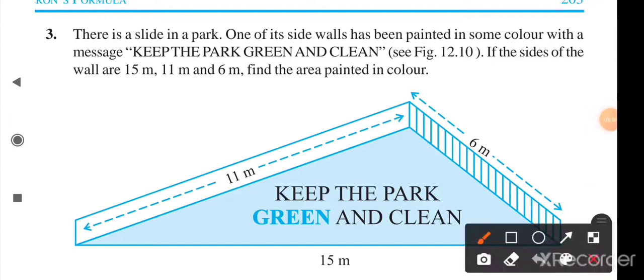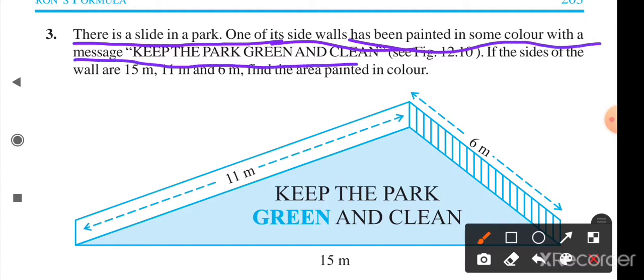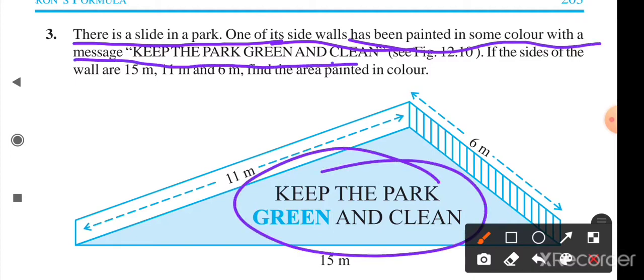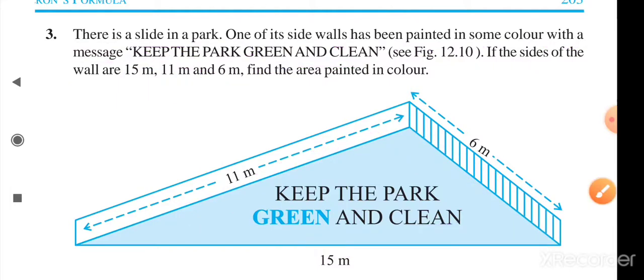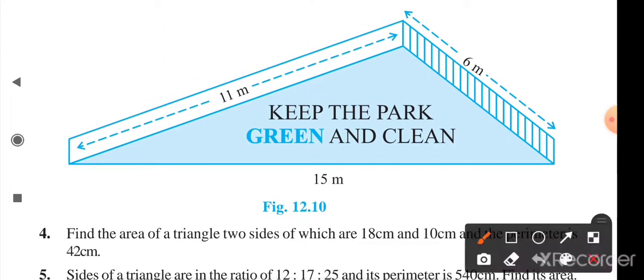This is the third question. I am going to read this question. There is a side park. One of its side walls has been painted in some color with the message "keep the park green". You can see that we have written here. And also if the sides of the walls are 15, 11 and 6, we have to find out the area of this triangle.